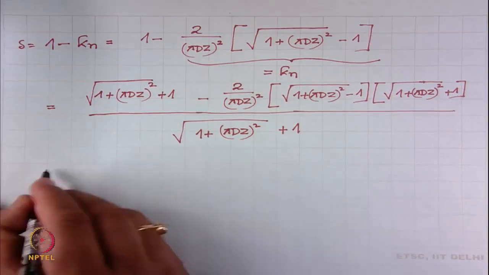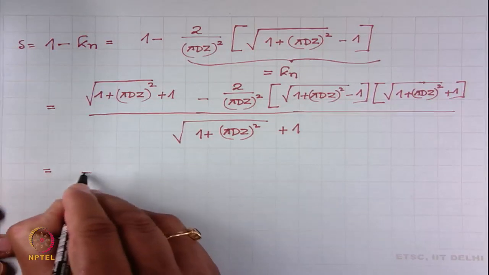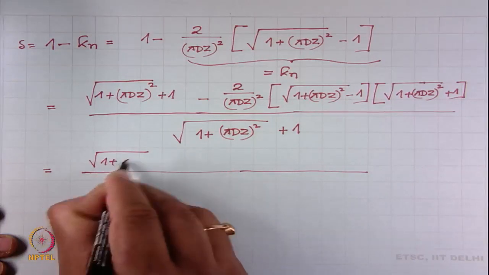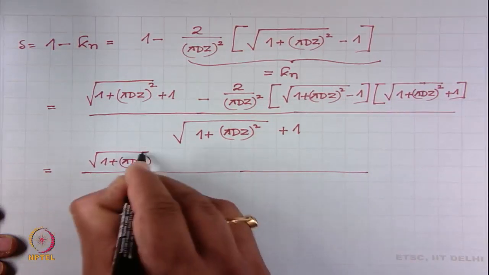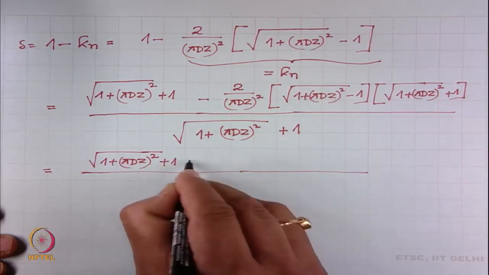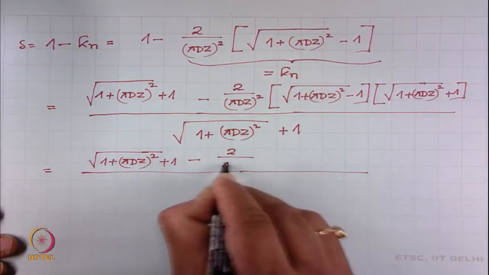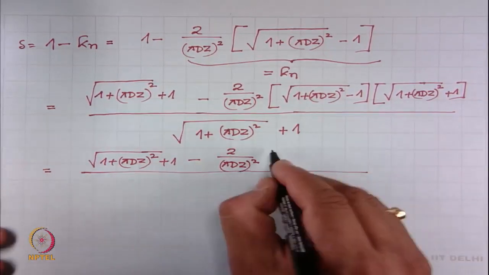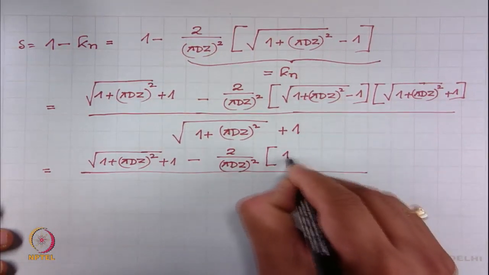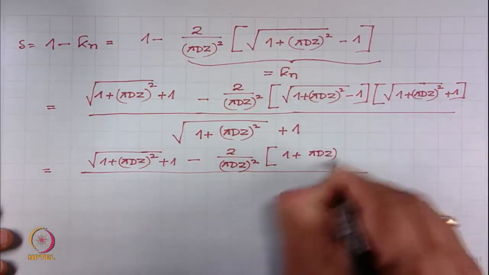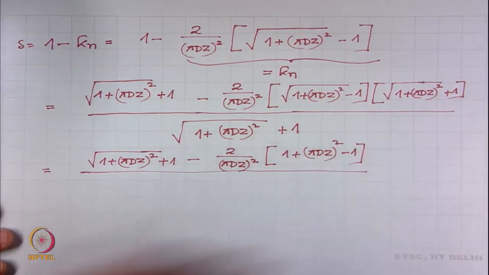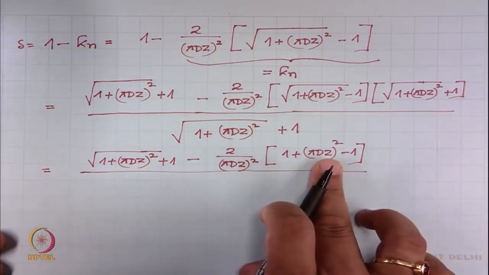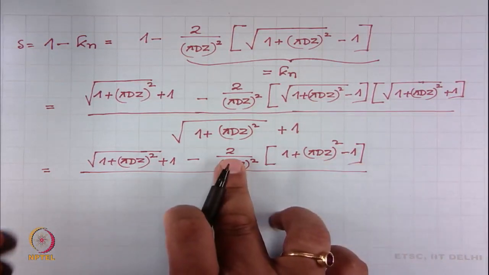Right. Let us see the consequence of this. This will remain as it is, square plus 1 minus 2 by. What will be this? This will be 1 plus pi d z square minus 1, is not it? So, this 1 will cancel, pi d z square will cancel, this minus 2 will be there, plus 1 is here.